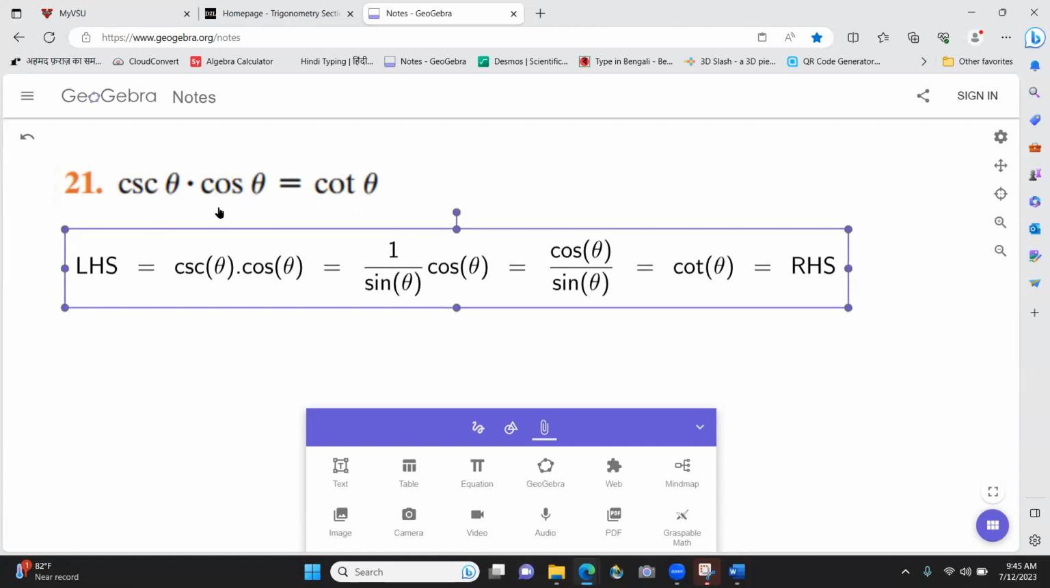You start with one of the sides. I tend to start with the side that's more complicated and simplify my way to get to the one on the right-hand side. Sometimes both sides will be complicated, and we're going to simplify it and prove that they're really the same. Now, if you have any questions.